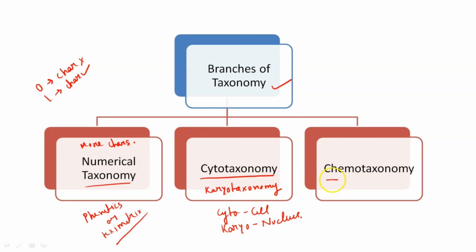So now come to chemotaxonomy. What is it? This is a chemical basis of classification. So we can think, what is the use of this type of taxonomy? We are going to the molecular level in this type of taxonomy.